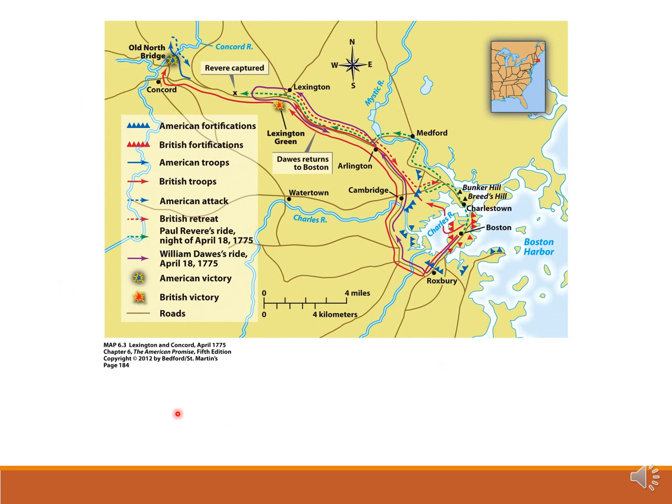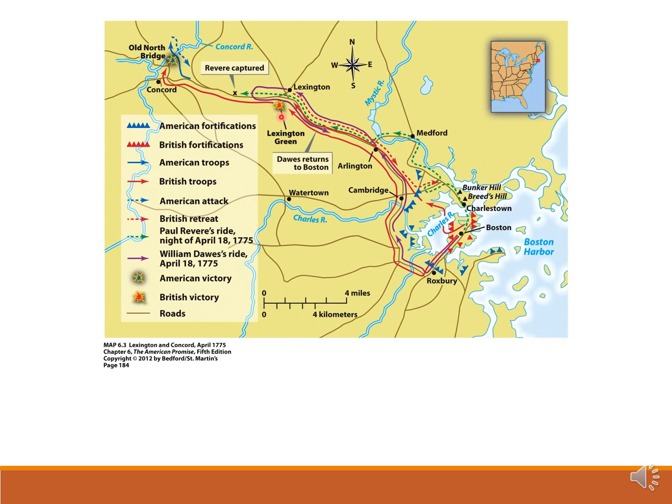Okay, so here you see a map of the Boston area. You'll notice Boston right here, and then Lexington over here, Concord over here. So this map shows the path of the riders that went out to warn the countryside, Paul Revere, William Dawes, and you can kind of see their route. Paul Revere was actually briefly captured and then released by the British.